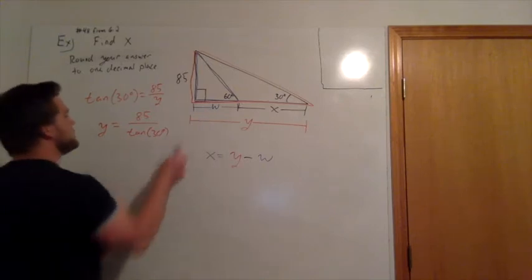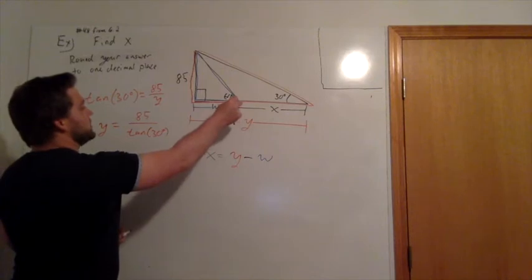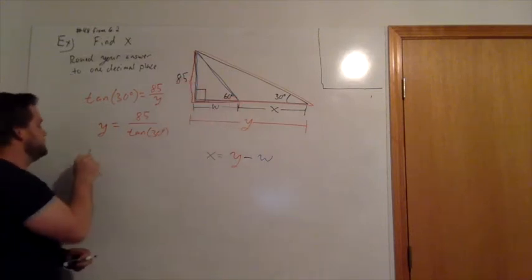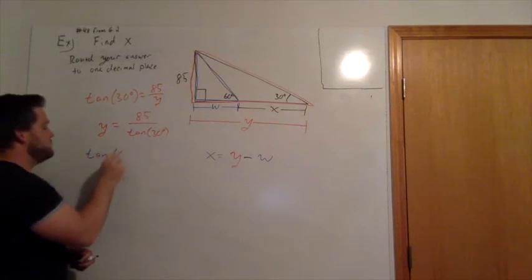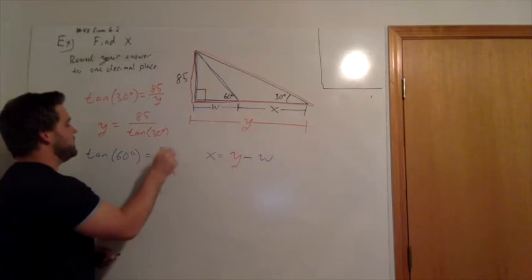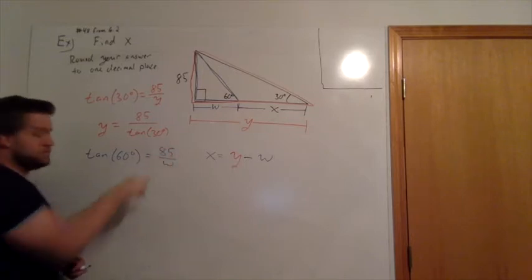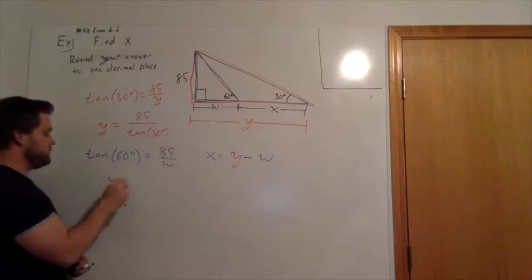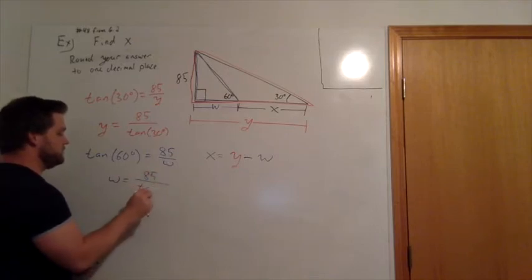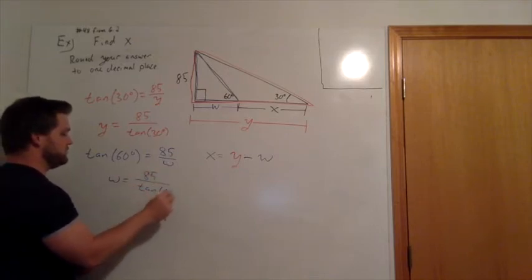Okay. Now to find w, again, we have the opposite side and the adjacent side. So we'll have that the tangent now of 60 degrees is equal to 85 over w. We can solve for w. w will be equal to 85 over the tangent of 60 degrees.